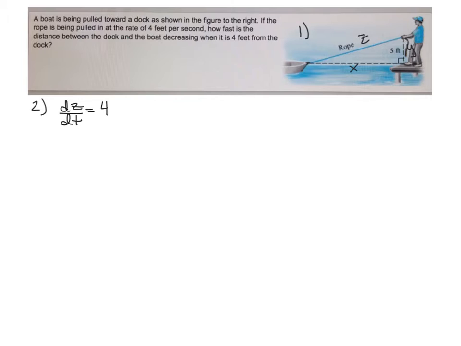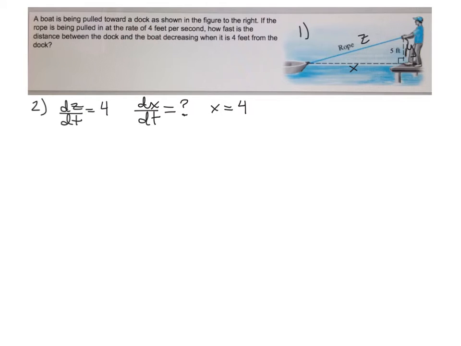Okay, I'm going to stop right there and read it again. How fast, that's a rate, that's with respect to time, is the distance between the dock and the boat. Okay, distance between the dock and the boat, that's x. And so how fast is x decreasing? Okay, so we should get a negative number, but this is our question. How fast is that distance decreasing when it is 4 feet from the dock? So when the boat is 4 feet from the dock, that's when x is equal to 4.